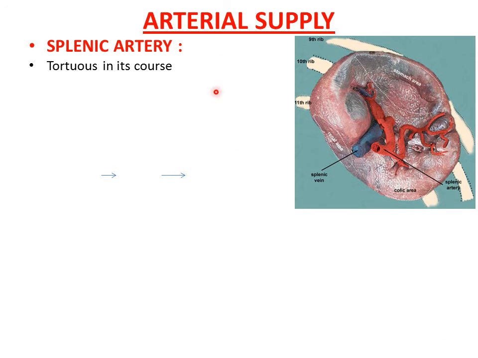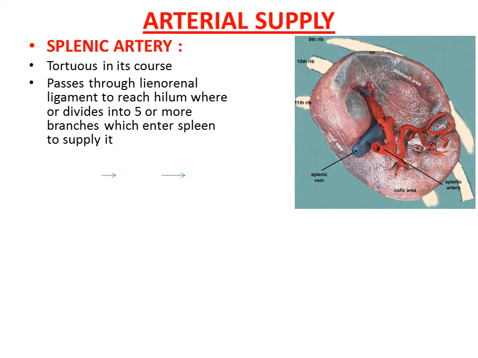Next, we'll discuss about the blood supply of spleen. First is the arterial supply. This spleen is supplied by splenic artery, which is the largest branch of celiac trunk, right? The artery is tortuous in its course to allow for the movements of spleen. Now see in this diagram, this cut end, this is splenic artery. It is tortuous in its course.